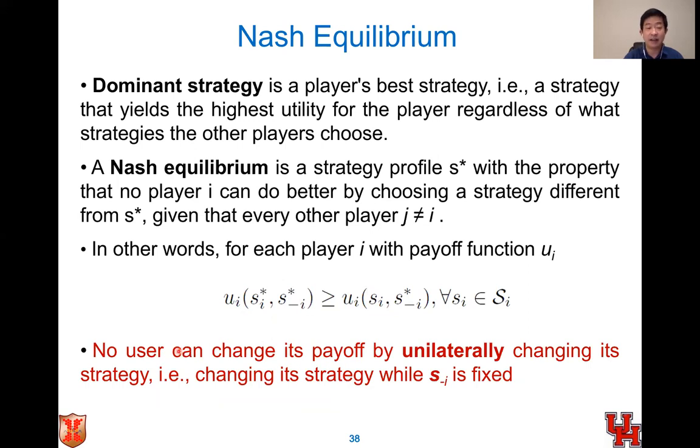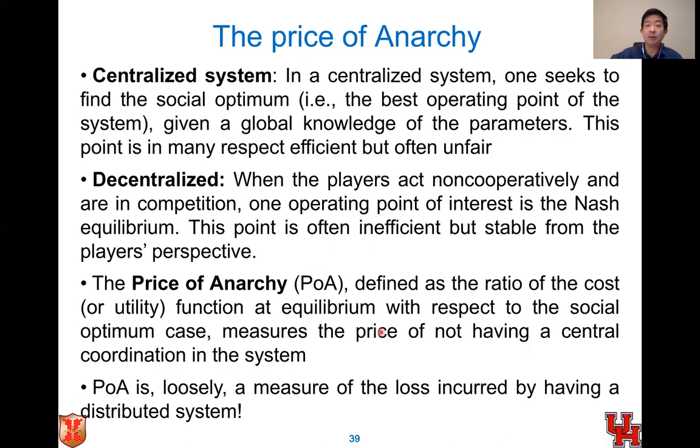So in other words, no user can change its payoff by unilaterally changing strategy, changing the strategy while S_-i is fixed. So in this case, it's a Nash equilibrium. And then typically a Nash equilibrium will have poor performance, as we showed in the prisoner's dilemma.